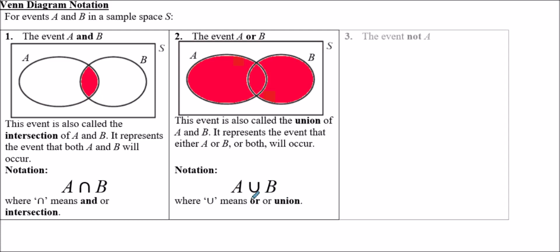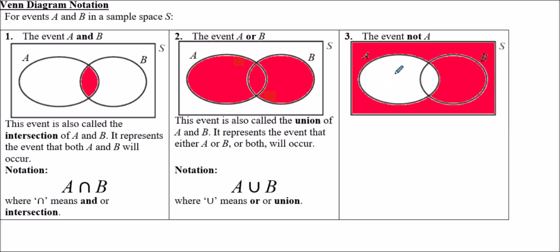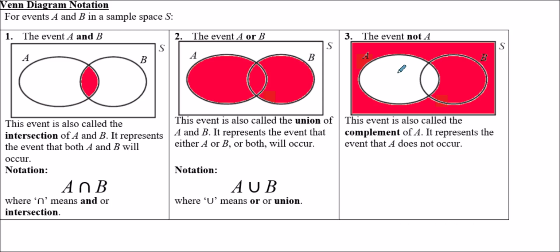Finally, what if you wanted to represent something which wasn't? So if you wanted to represent the event A, for example, it'd just be the circle A all coloured in. What if you wanted to represent the event of A not happening? Well, what we'd do is shade in everything that wasn't anything to do with A. So it's colouring in everything apart from what it isn't. So this event is called the complement of A. So the complement is everything apart from itself. It represents the event that A does not occur at all.